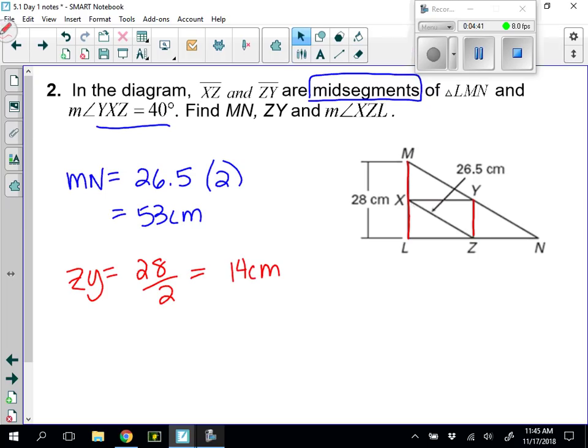Okay, and then lastly, we'll deal with the angle. Let me add my 40 degrees back in here. If I know that my 40 degrees is here, let's remember that these two segments are parallel. So my 40 degrees and this angle have a relationship. If I have two parallel lines, this is my transversal, 40, and the angle I want, XZL, are alternate interiors. So the measure of angle XZL is also 40 degrees, and we're going to use our alternate interior angles theorem.